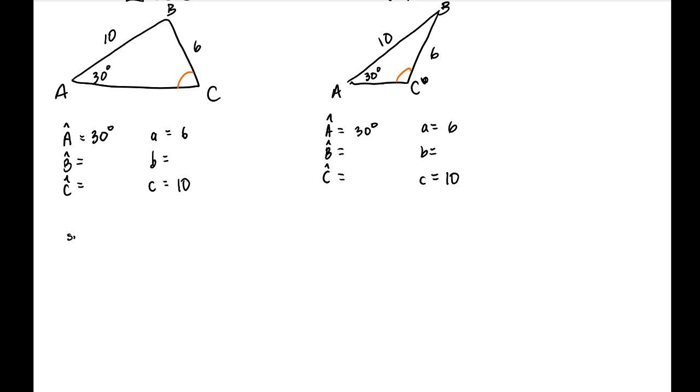So if I go to use sine law here, and I set it up, I end up with something that looks like this: sin C is equal to 10. Sin 30 is 0.5, so I'm just going to pop that in.